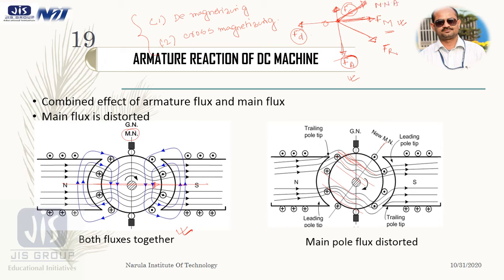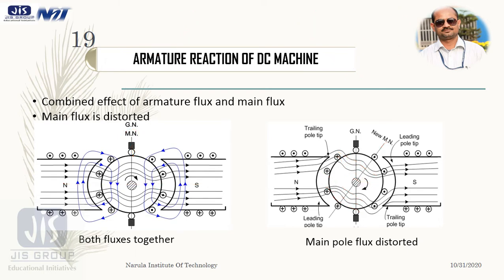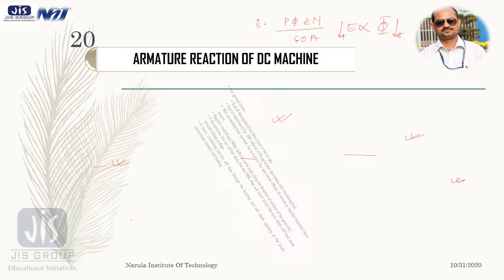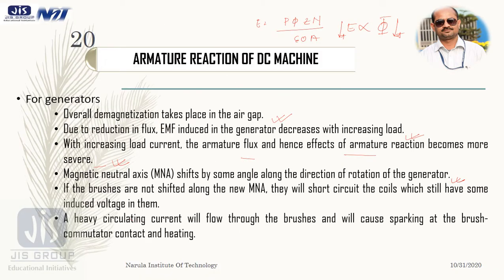So previously the MNA was along this axis, and now it is shifted by some angle theta along the direction of rotation. So that is what we have discussed: the magnetic neutral axis is shifted by some angle theta along the direction of rotation of the generator. This is the reason, because now the resultant of the flux has changed.